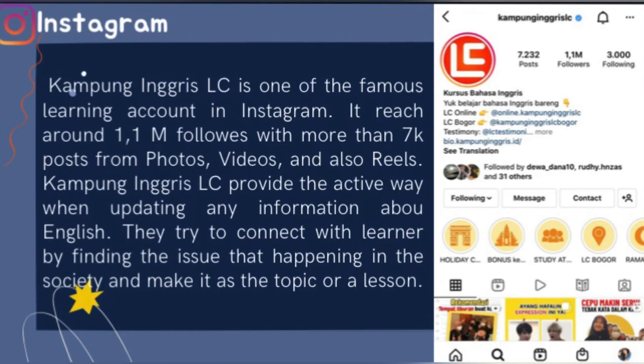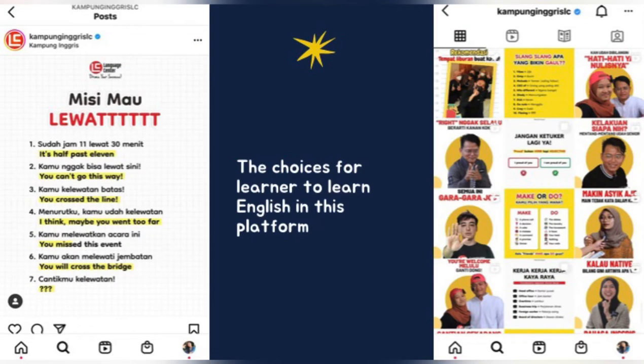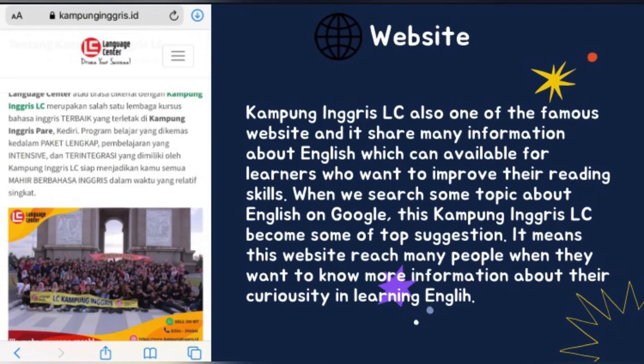And I believe that this account provide many kind of information if you or people want to know more about English in a simple way. And we all know that Instagram has many features such as reels and of course photos or video. So this one is the choices for the learner to learn English in Instagram platform of Kampung Inggris LC.